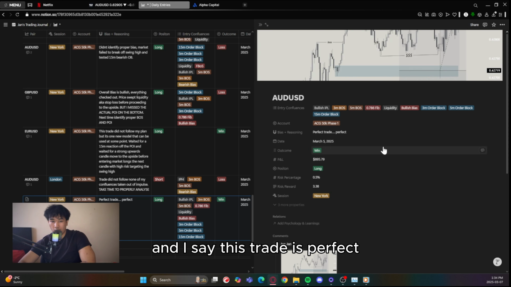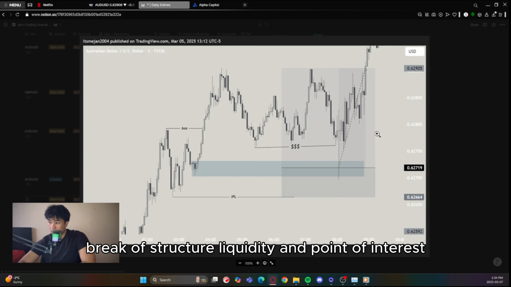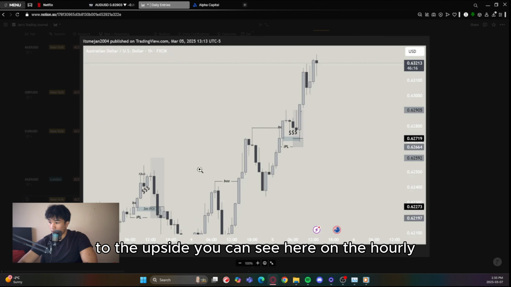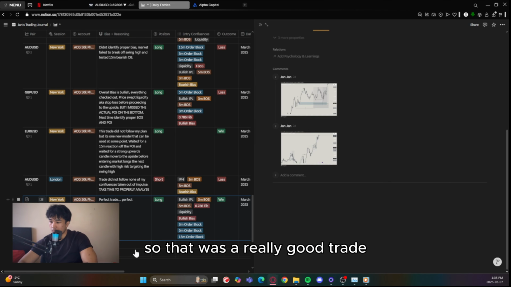trade is perfect. Like this is just an amazing trade. Internal point lows, break of structure, liquidity, and point of interest. All of it is in there with a valid bullish structure to the upside. You can see here on the hourly, it's just breaking higher highs and higher highs, continuing to the upside. So that was a really good trade.